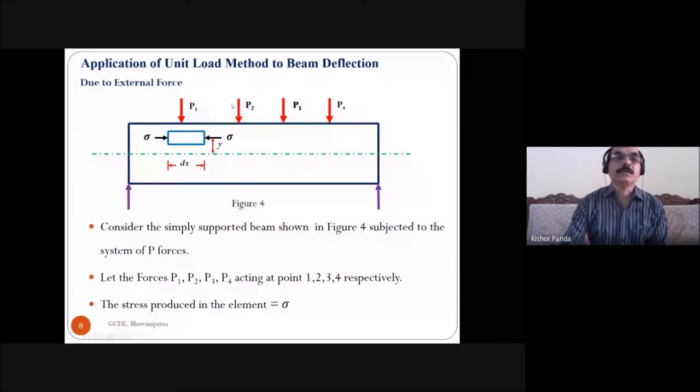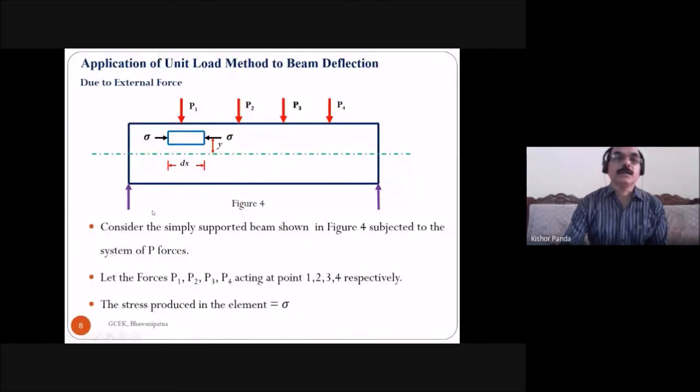This is considered the simply supported beam shown in figure and subjected to the system of P forces. So this is a simply supported beam subjected to the system of forces P1, P2, P3 and P4. These are the forces acting on the simply supported beam. Let the forces P1, P2, P3, P4 be applied at 1, 2, 3, 4 respectively.